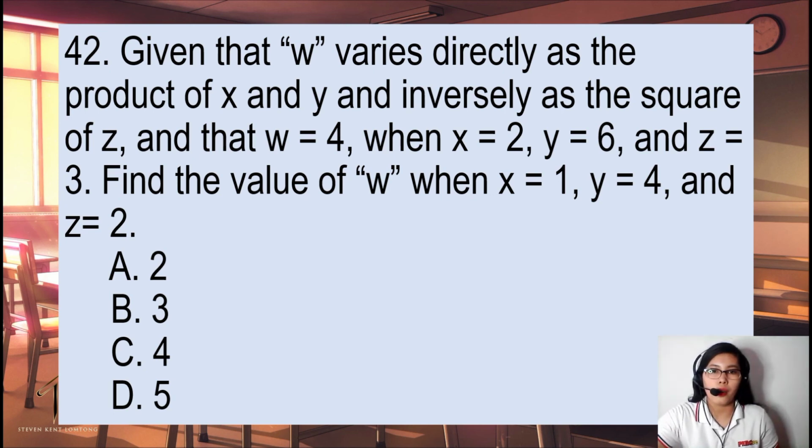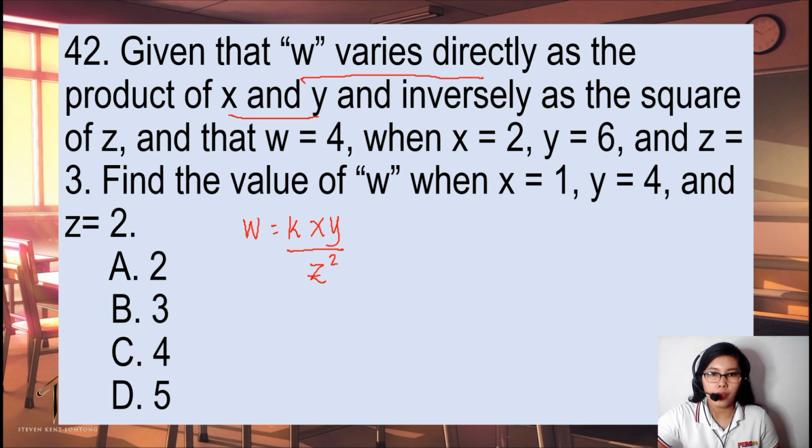So let us express this statement first into an equation. W varies directly as the product of x and y, and inversely as the square of z. So that's going to be z squared.